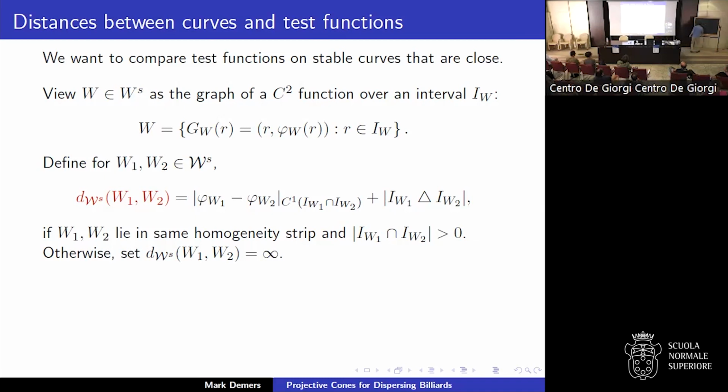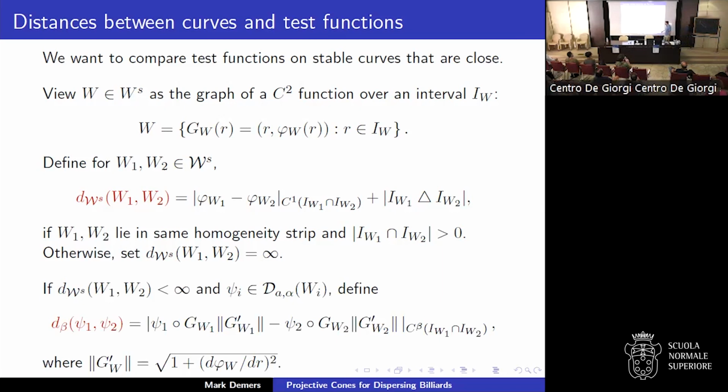So in this picture, maybe there'd be some part here that didn't match up and some part here that didn't match up. And we should add that distance. And so the sum of those two is what we call the distance between two stable curves. And then between test functions, once you have a common R interval where they're defined, you can just project them down to the R interval and ask them to be some kind of Holder distance apart. So beta here will be some Holder exponent that's less than alpha. And here I throw in the Jacobian. This is the Jacobian of the map from the R interval up to the graph.